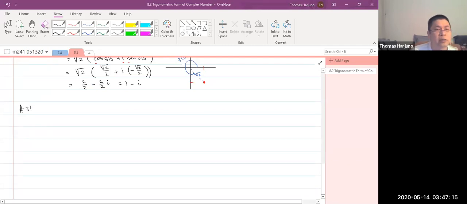Number 36 first. Number 36, 1 plus i. So we have invisible 1i here, right? Now then, how about the radius? The radius will be the square root of 1 squared plus 1 squared. That's square root of 2.